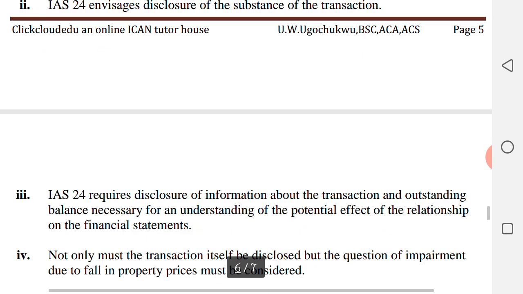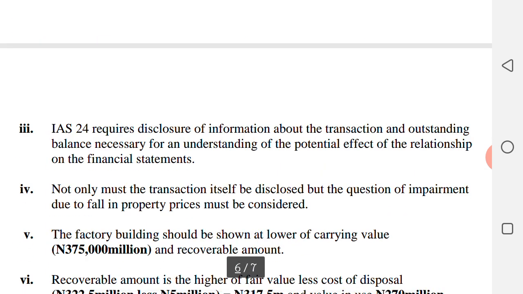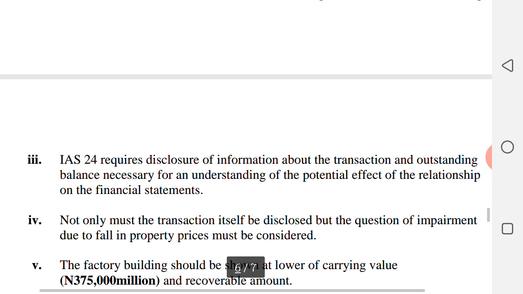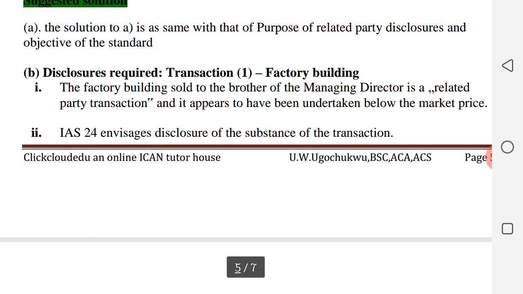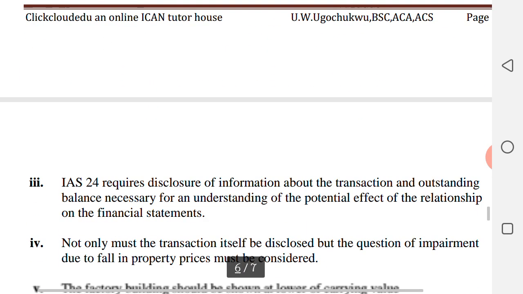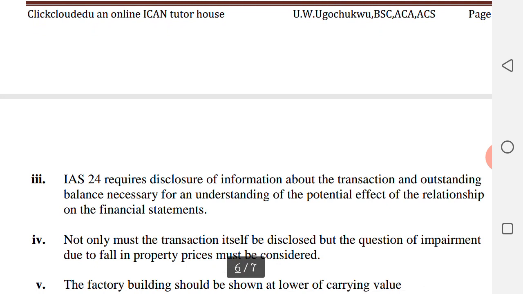Now what are those things we must disclose? The factory building sold to the brother of the managing director is a related party. She must tell them that this was sold to the brother, which is a related party. We have to evaluate the substance of that transaction, what are they transacting, which is the building.